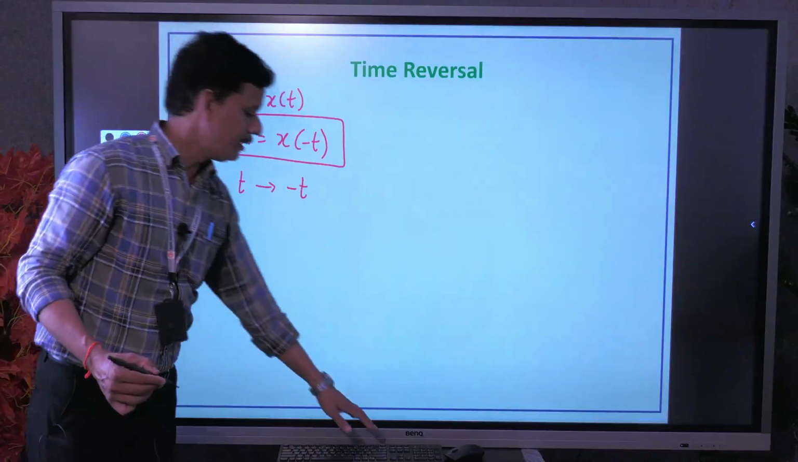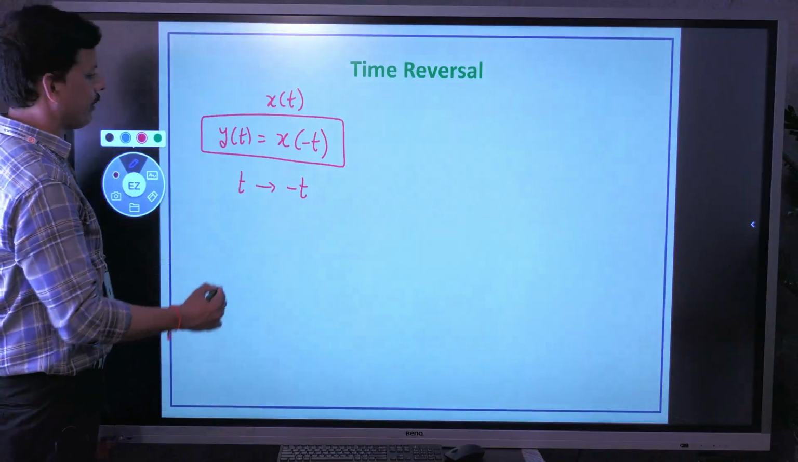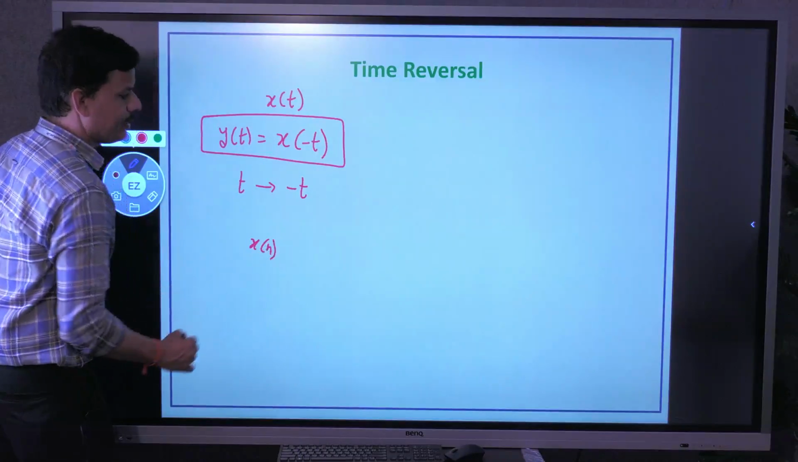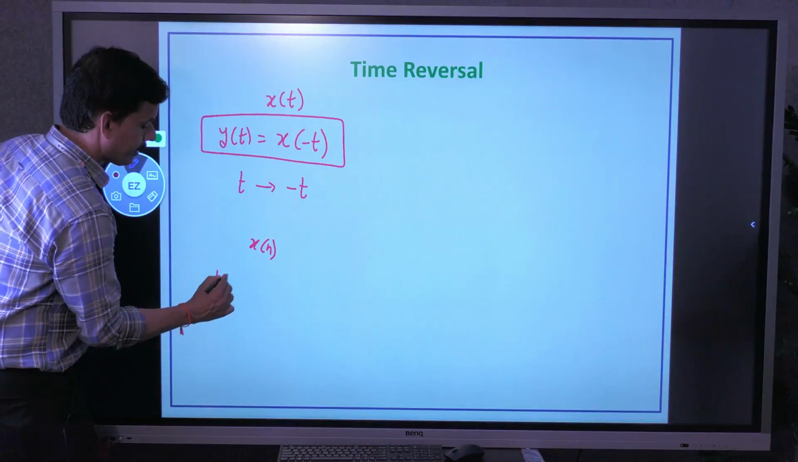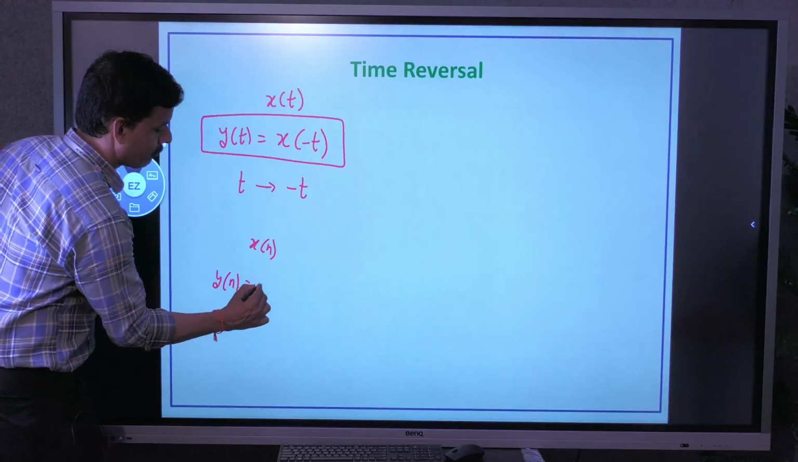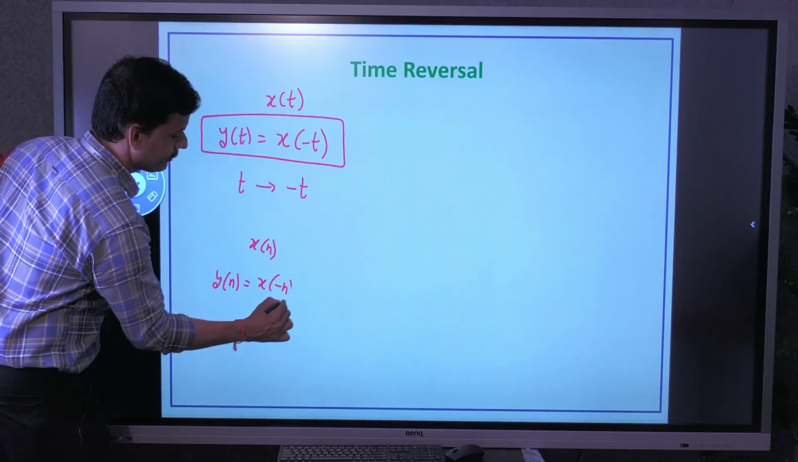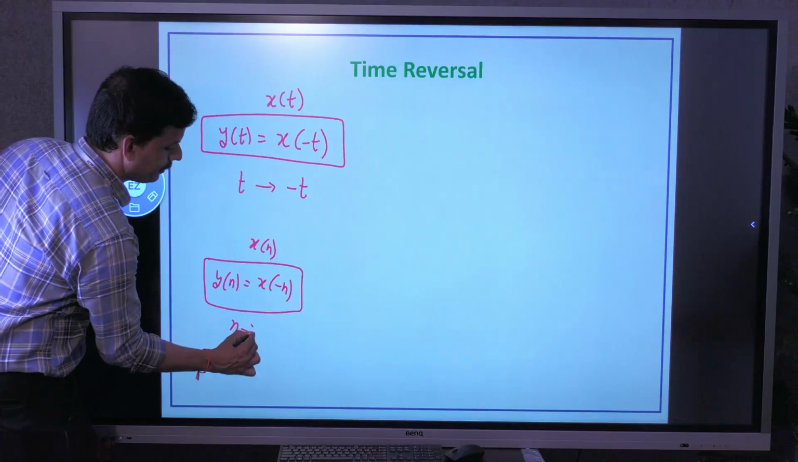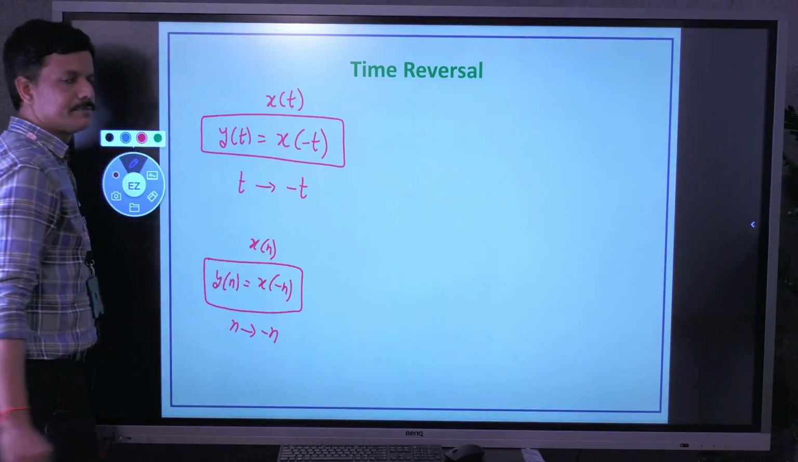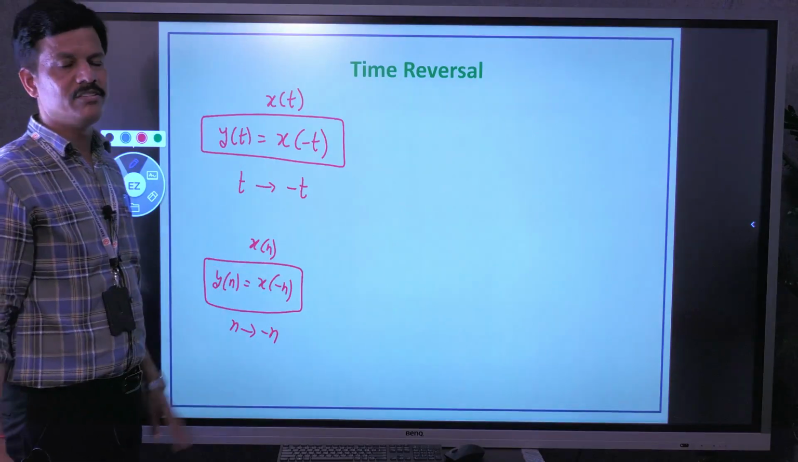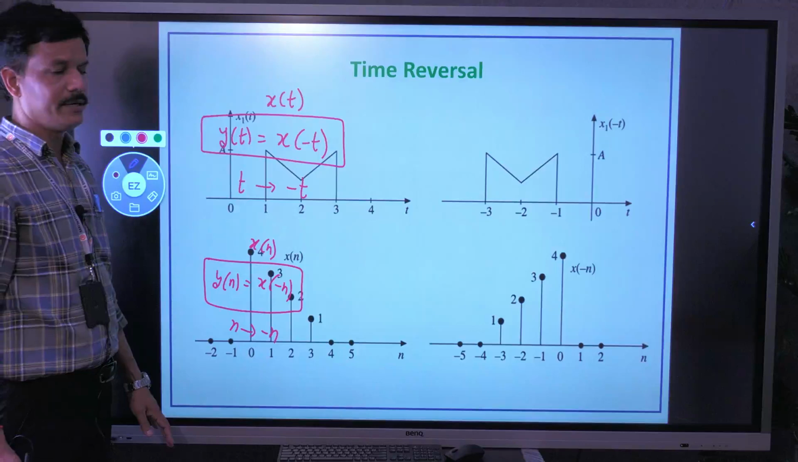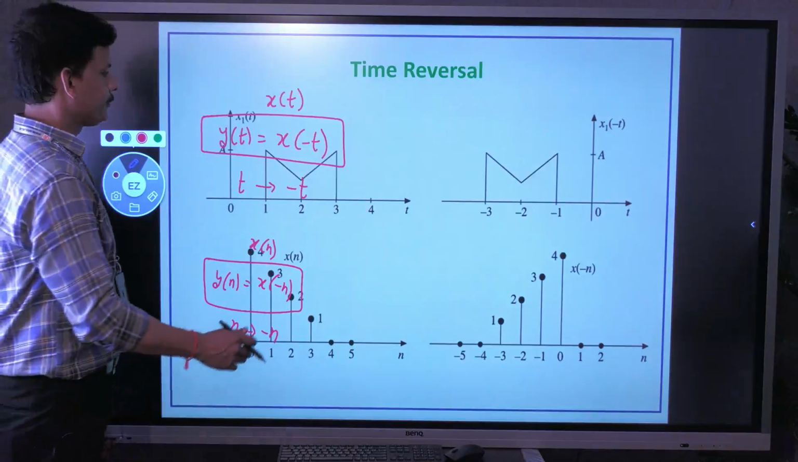Here also the same thing we can define for discrete time. If a discrete time signal is x of n, then the time reversed signal is y of n equals x of minus n. Here also n is replaced with minus n. Same concept, notation is changed. We can see some examples for clear understanding of it.